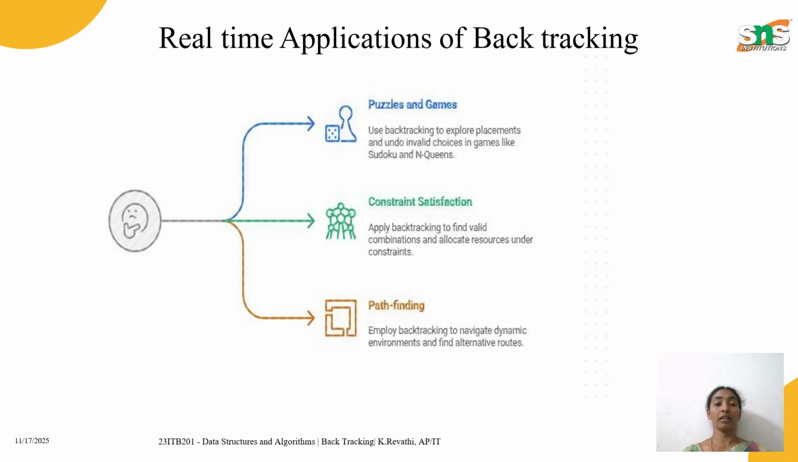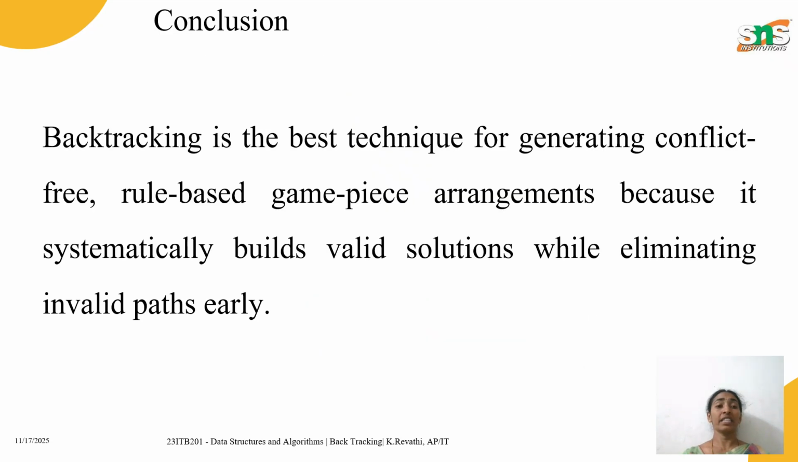Then next is the conclusion. To conclude, backtracking is the most effective method for generating conflict-free and rule-based game piece arrangements. It systematically builds valid solutions while eliminating invalid paths easily. So whenever you face a problem with combinations of constraints and rules, you can choose backtracking as the best solution. Rajesh found that backtracking will solve all his problems.